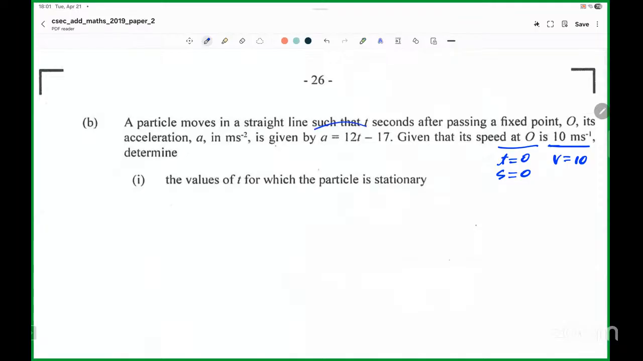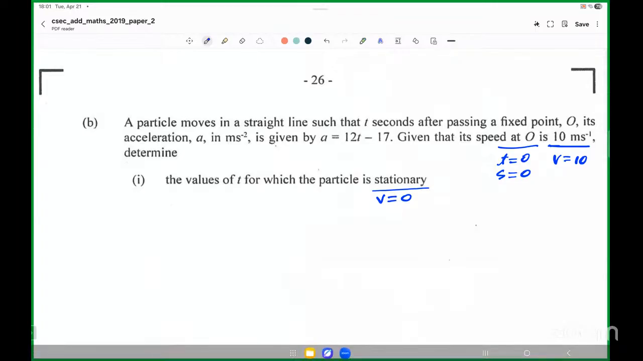You have to integrate the acceleration to get the velocity. And then to find the value of t when the particle is at instantaneous rest, that's when it is stationary. Stationary means the velocity is 0. Stationary means that you're not moving, right?